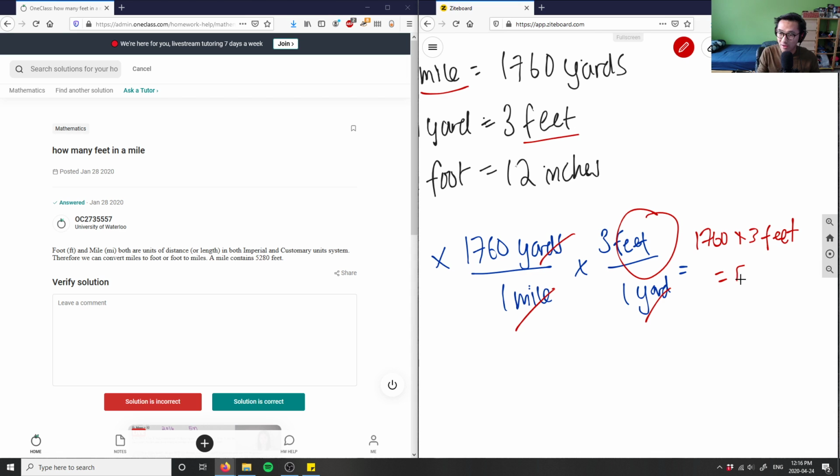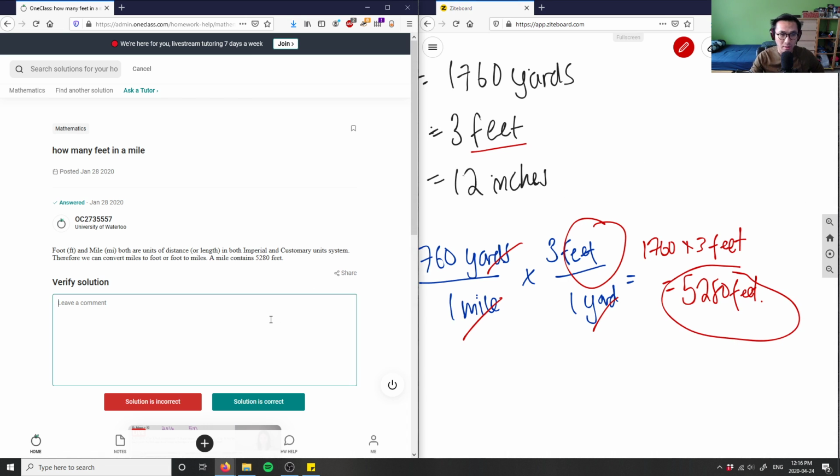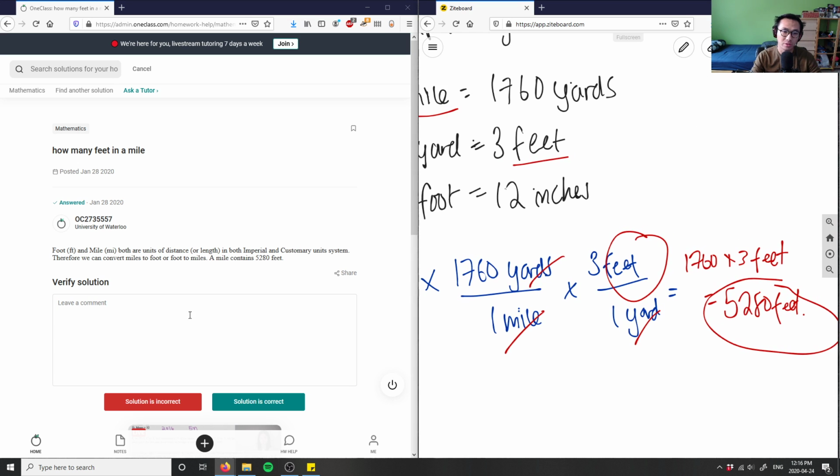So there would be 5,280 feet, and this would be our answer for this question here. 1 mile equals 5,280 feet. This says foot and mile are both units of distance in the imperial system. Therefore, we can convert miles to feet or feet to miles. A mile contains 5,280 feet. So this is a good solution.